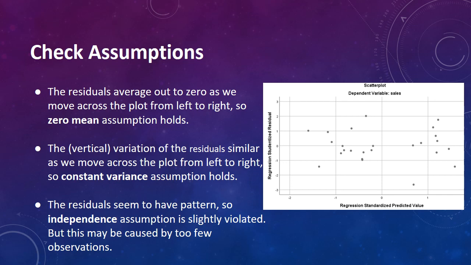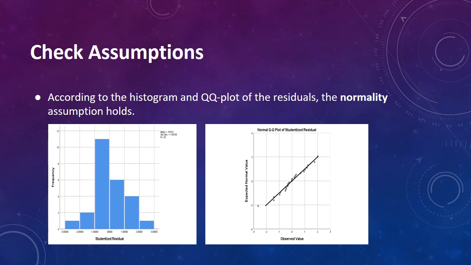There's a small problem with the independence assumption. You can see there is a slight pattern in the scatter plot, but we believe this is caused by too few observations. And here is the histogram and QQ plot of the residuals. You can see that the residuals are very close to normally distributed. So this means the normality assumption holds.